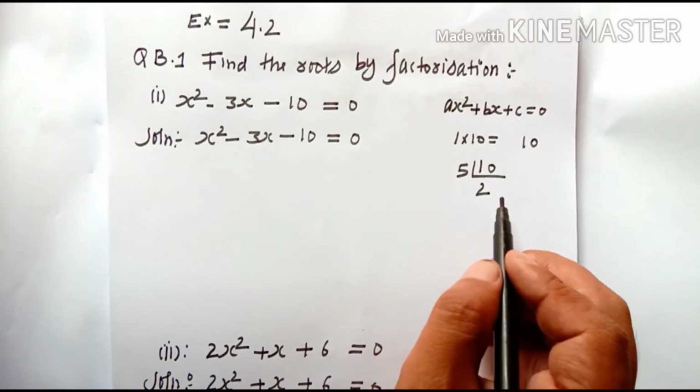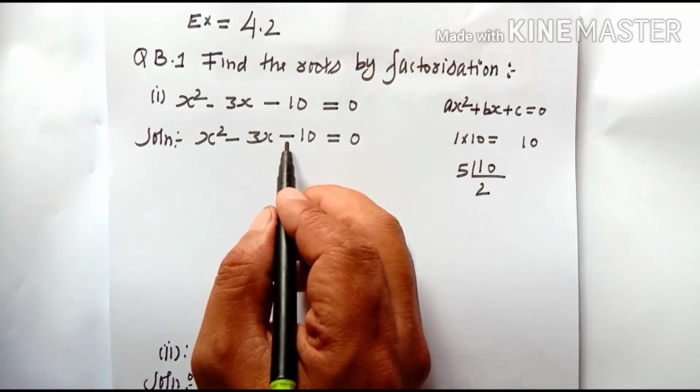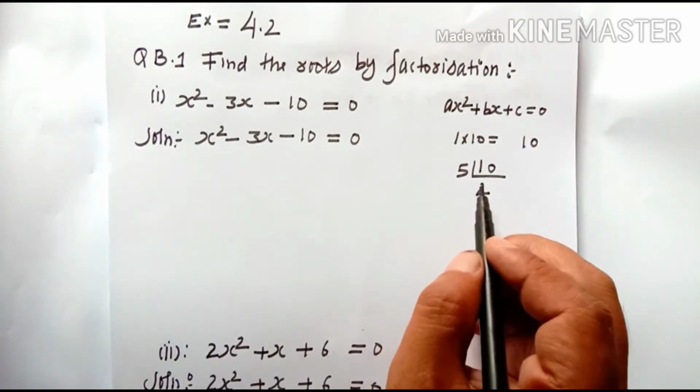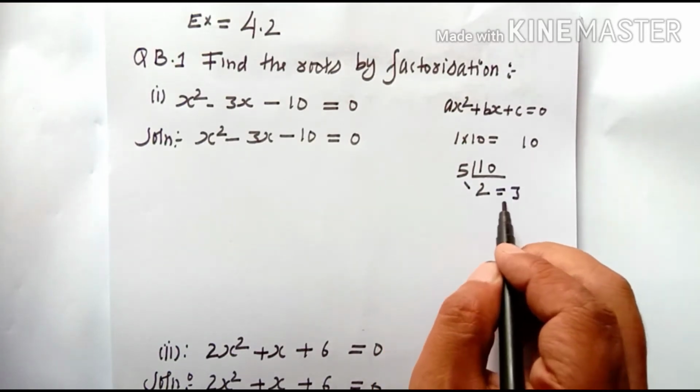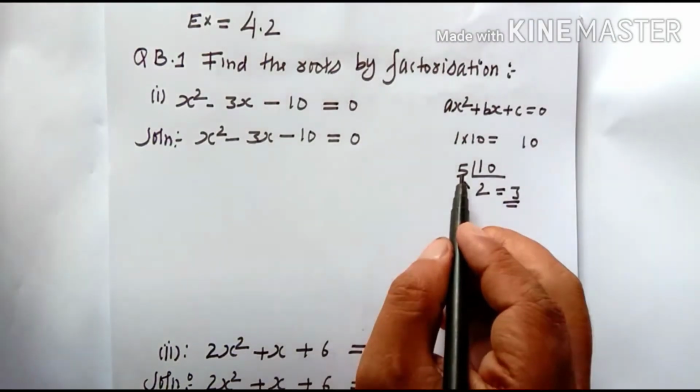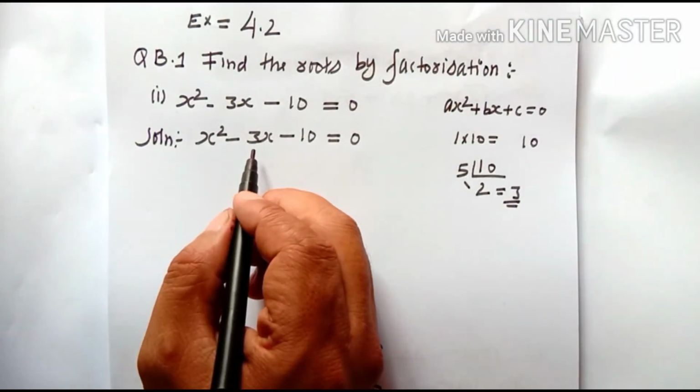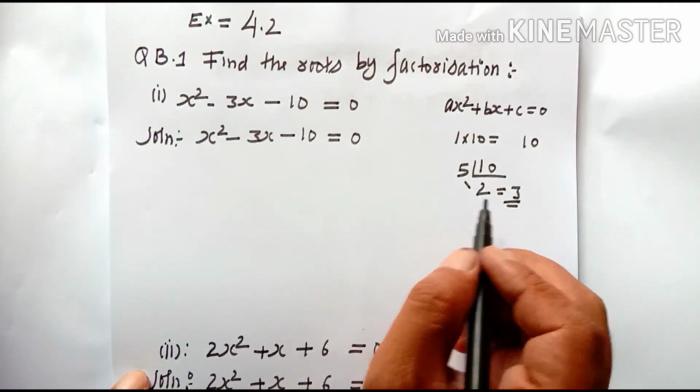Now, whether these two factors are applicable to replace this 3 or not, which sign will you have to use here? Right now we have got minus, so take the help of minus. 5 minus 2 equals 3. That means we can take the help of 5 and 2 to substitute the middle term, to substitute 3 with these 2 factors.